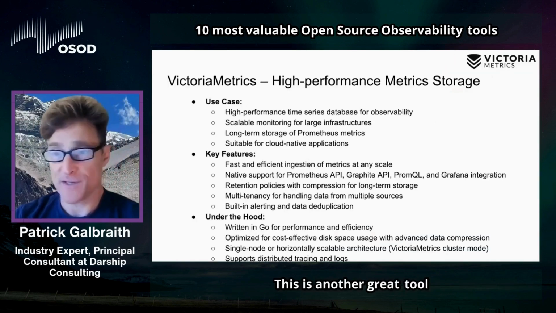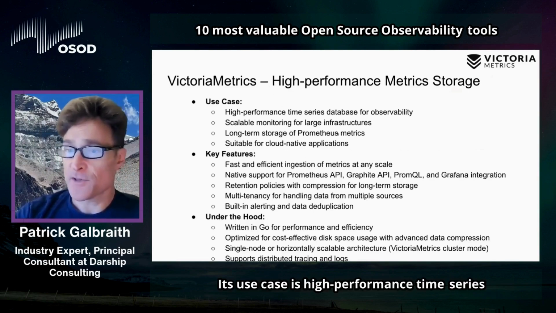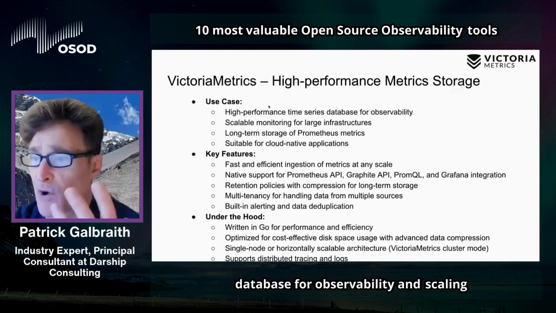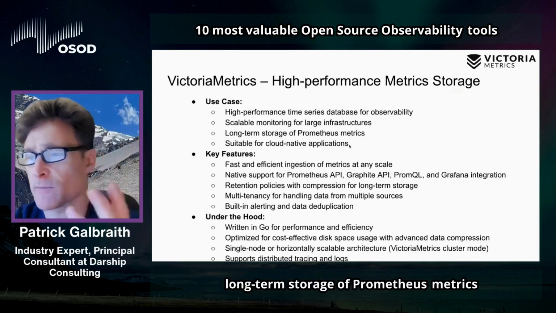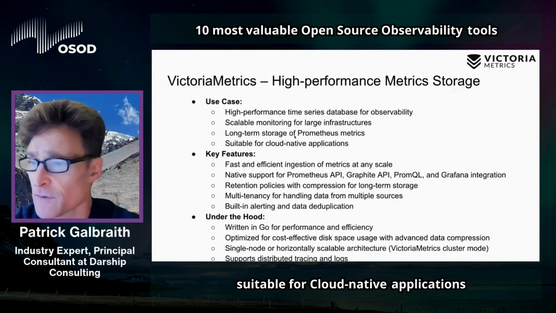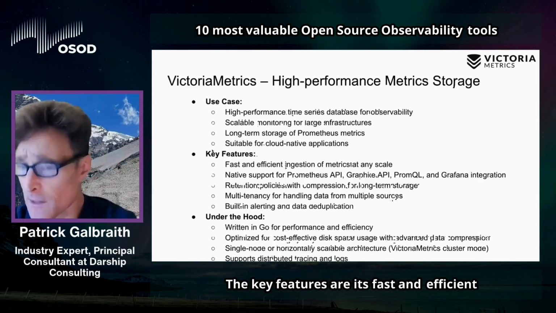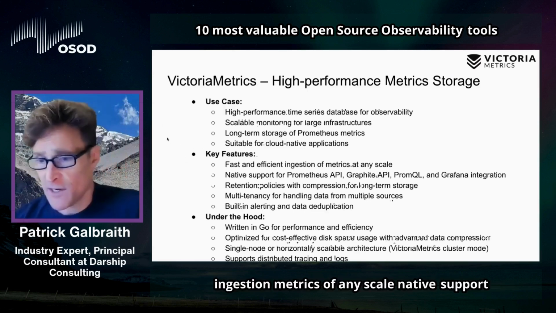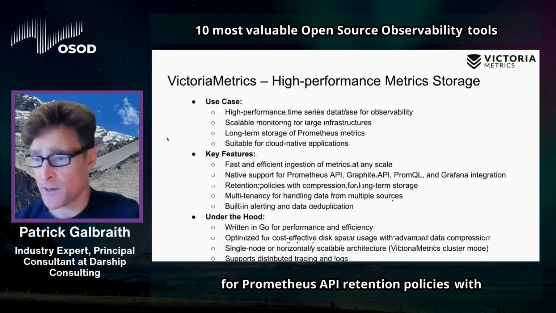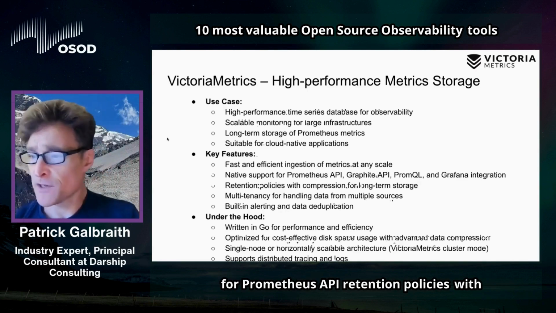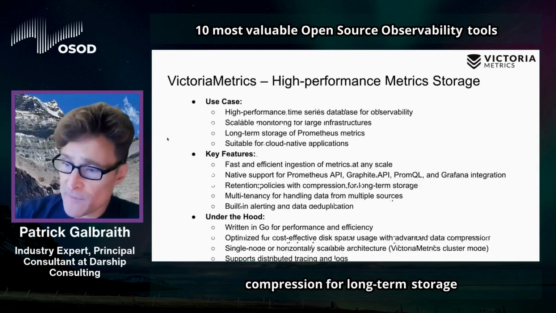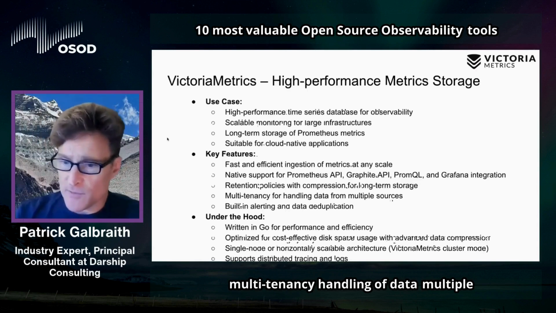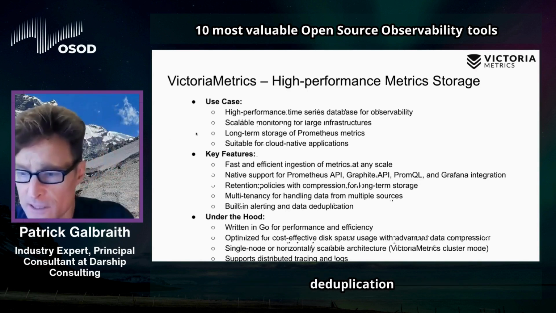Victoria Metrics. This is another great tool. Its use cases: high performance time series database for observability and scaling monitoring for large infrastructures, long-term storage of Prometheus metrics, suitable for cloud native applications. The key features are it's fast and efficient, ingestion of metrics of any scale, native support for Prometheus API, retention policies with compression for long-term storage, multi-tenancy, handling of data from multiple sources, built-in alerting, and data deduplication.